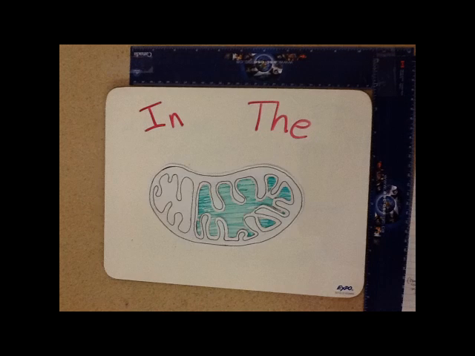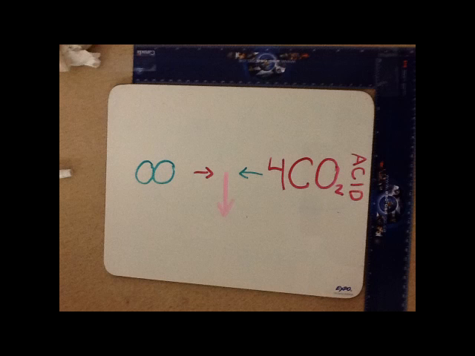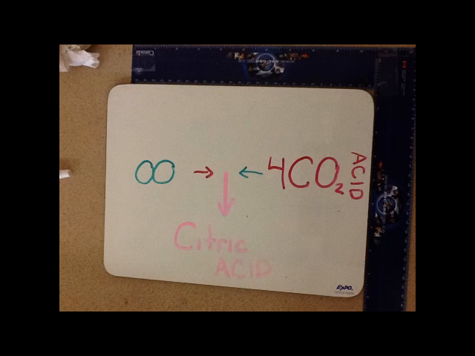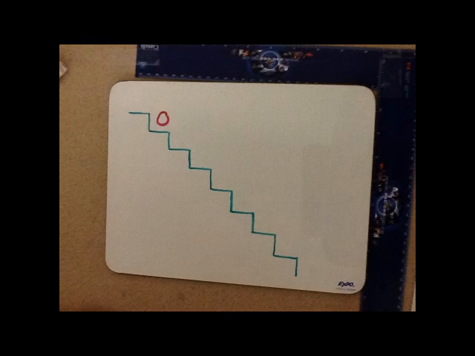Once in the mitochondria, the acetic acid will join with the 4-carbon acid. Once they join, it will become citric acid. The citric acid will then go through a number of different steps. Through these steps, chemical bonds are broken and rearranged.